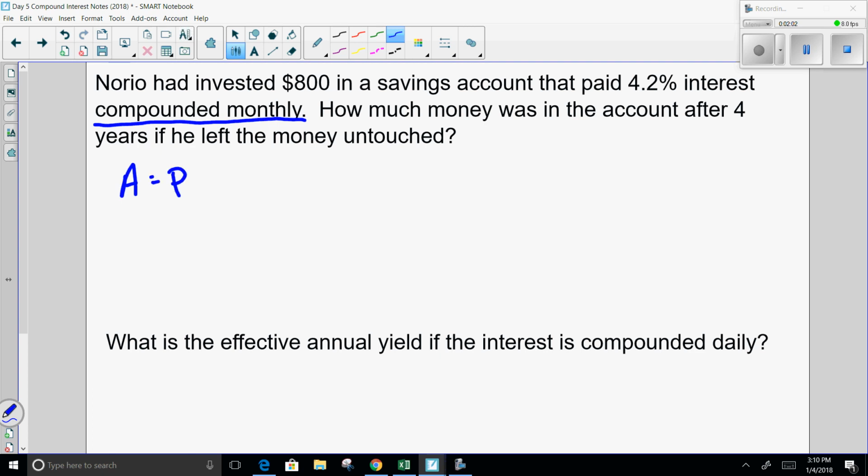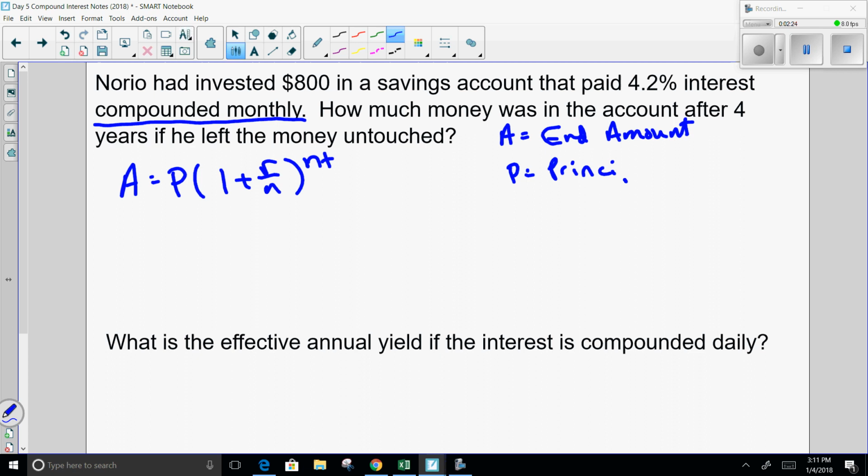A equals P, parentheses, 1 plus r over n, raised to the nt. Now you need to know what all of these values mean. A, what does A mean? A is the end amount. P is the principal, and that is how much money you start with. R is the interest rate, the interest rate as a decimal. N is compounding periods.